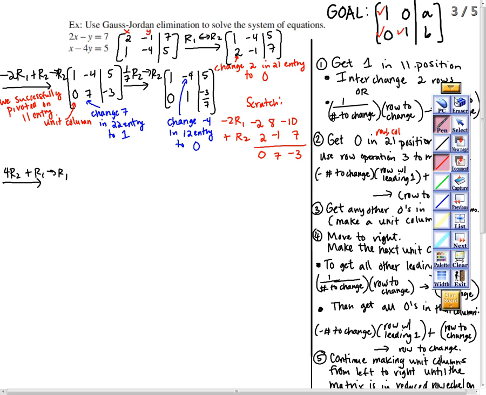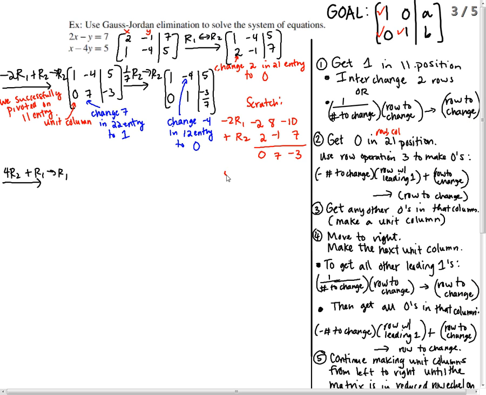So here's my scratch. 4, row 2, so 0, 4. And when you multiply a fraction by a number, this is going to be like negative 3 over 7 times 4 over 1. We multiply the numerator by the numerator, denominator by the denominator. This is negative 12 over 7. So negative 12 over 7. I'm going to add that to row 1. 1, negative 4, and 5.